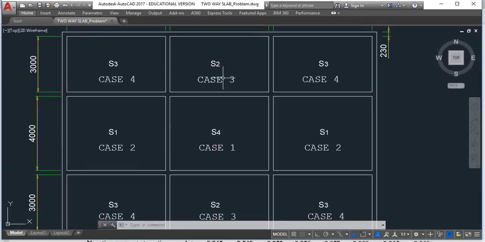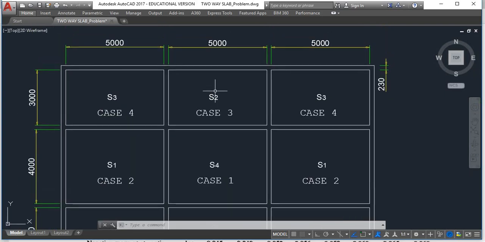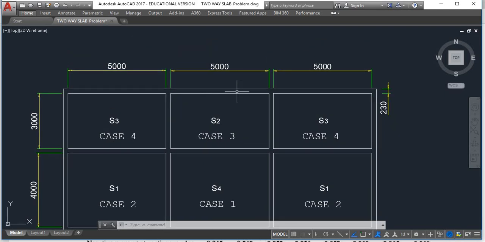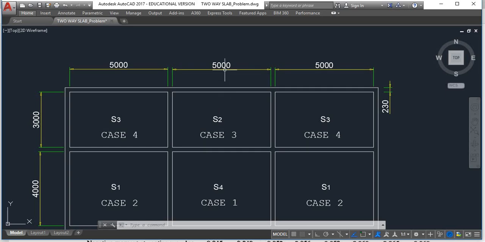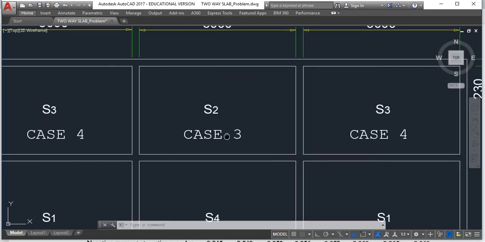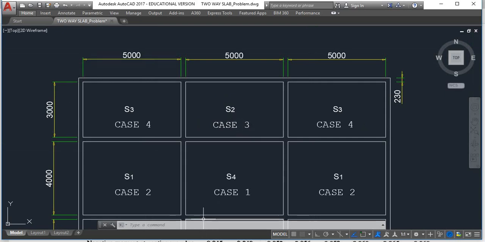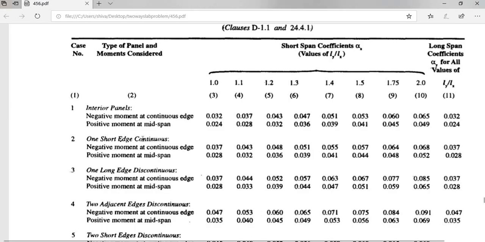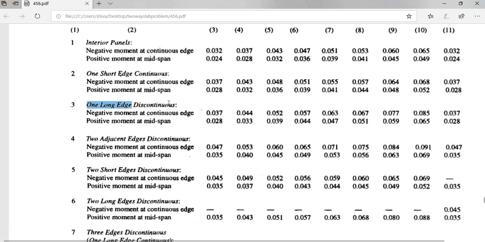Now if you come to slab 2, you can check, it again has 3 edges continuous and 1 edge discontinuous. Now if you check, this long edge is actually discontinuous and all other edges are continuous. Now we will have to search for the case. Again I have written it belongs to case 3. We will read what case 3 says.